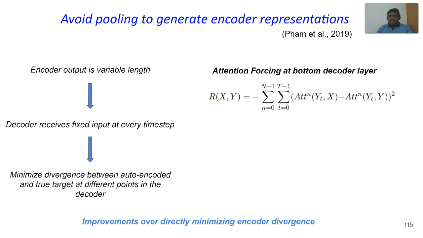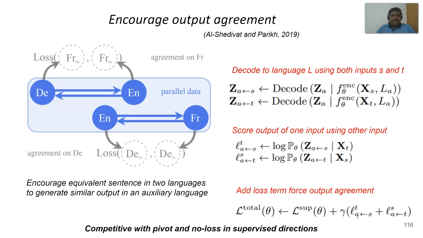And we can generalize this more to say that we want to force the distance between the representations at every layer in the encoder and the decoder to be minimized. But obviously, it's not desirable to have uniform representations across all layers of the decoder.